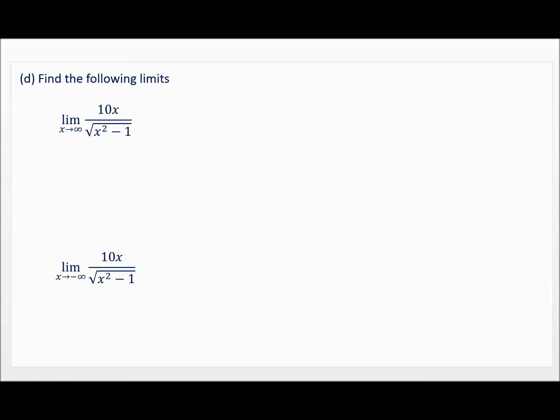Now, do you recognize this problem? It says find the following limit. There it is, 10x over the square root of x squared minus 1 as we go to infinity, and then as we go to negative infinity. This is the first problem that we did numerically in this video, and I'll go back and switch it back to that view in just a minute, but let's follow the steps I just showed you.